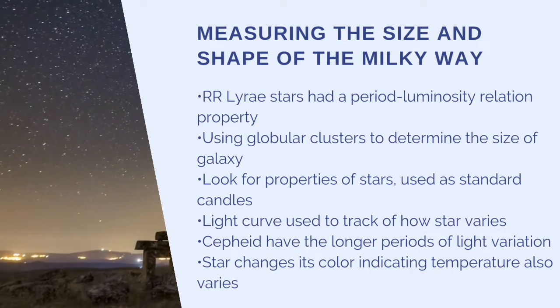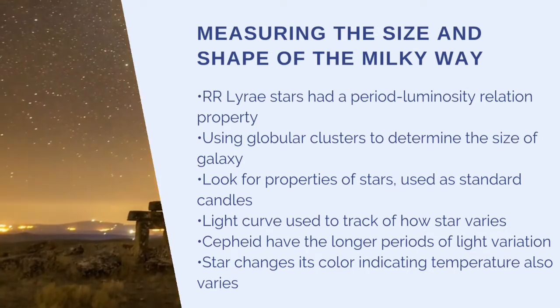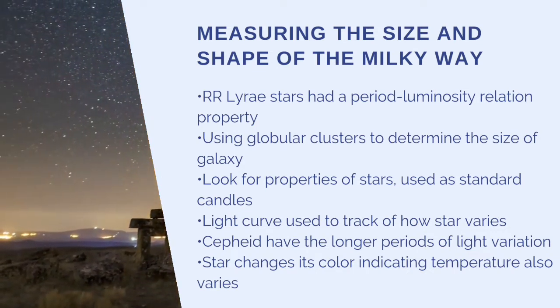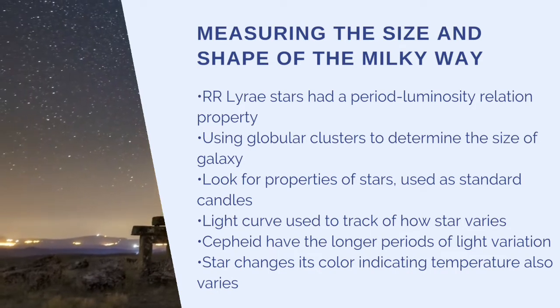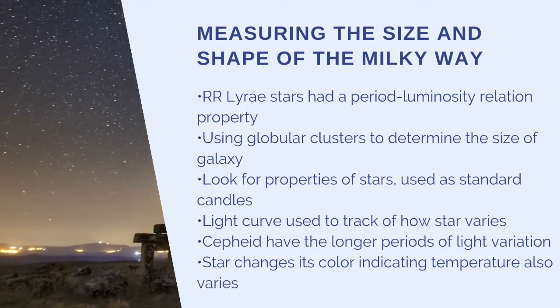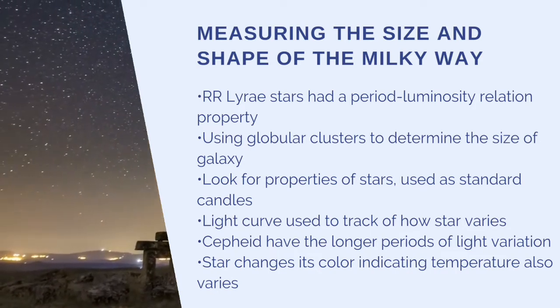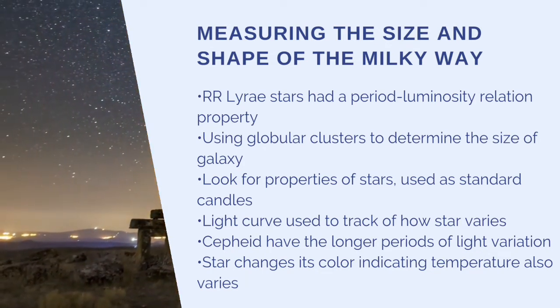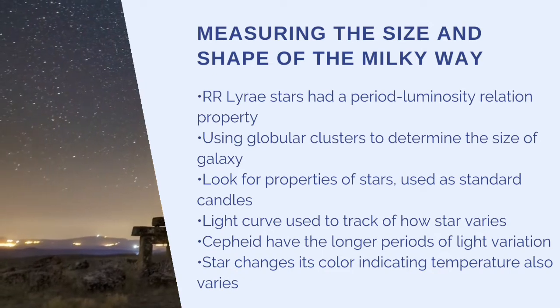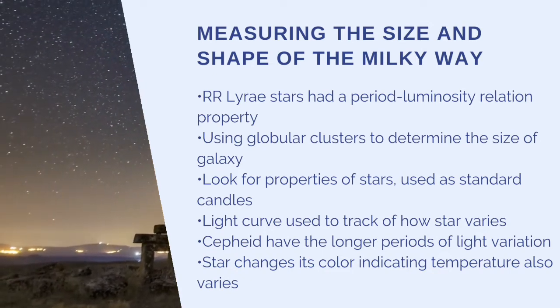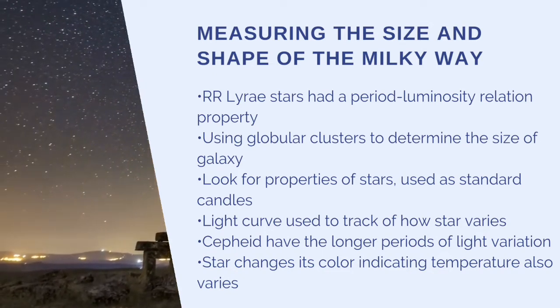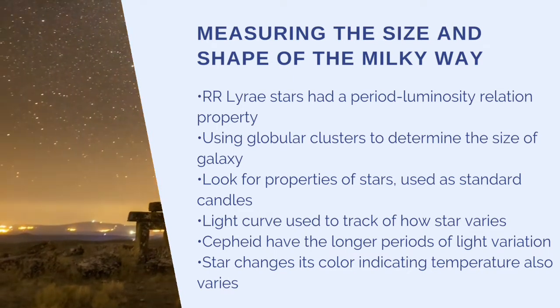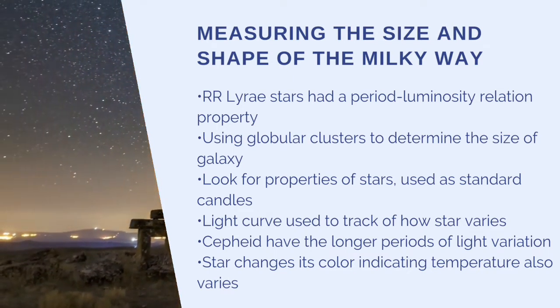Using this period-luminosity relationship to find the luminosities of RR Lyrae stars in globular clusters. Then use the inverse square law of radiation to combine these luminosities with measured brightnesses to compare the distances to globular clusters. And that's how globular clusters are used to determine the size of the Milky Way galaxy.